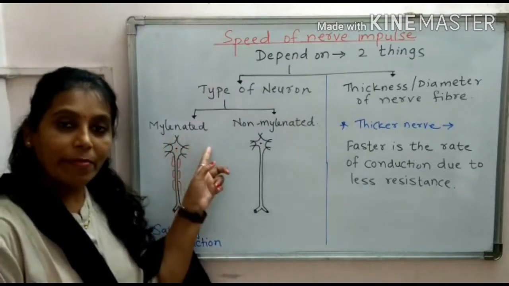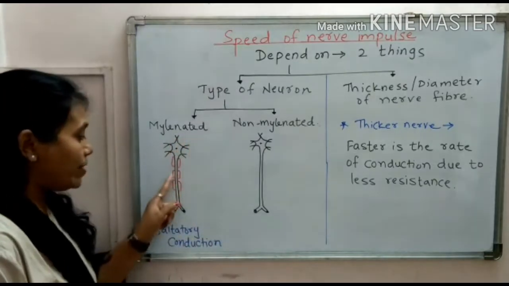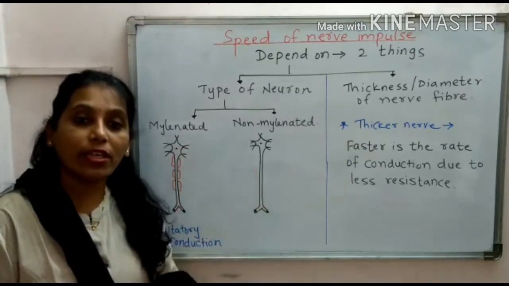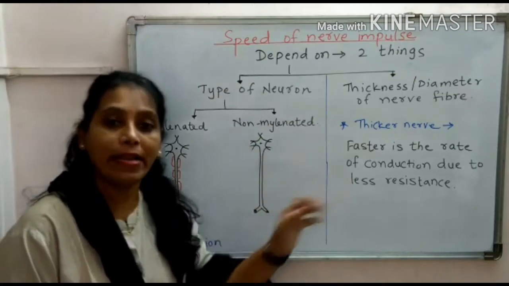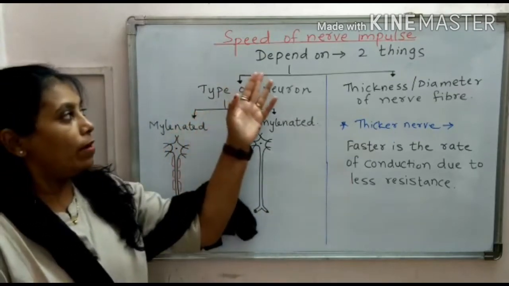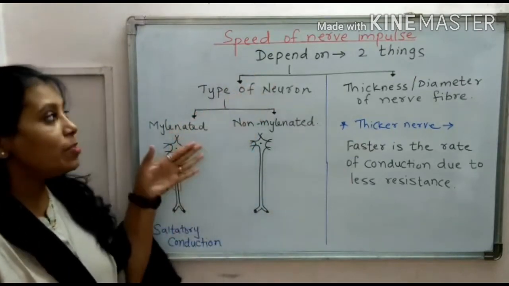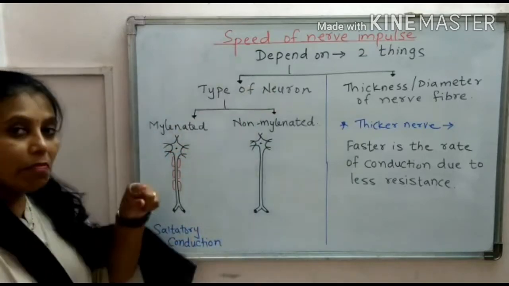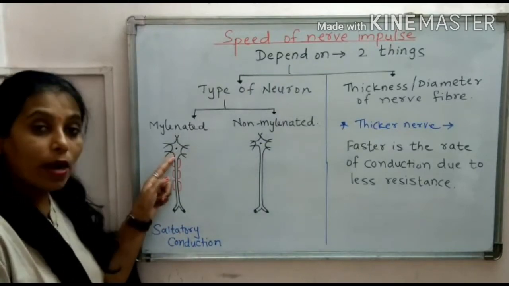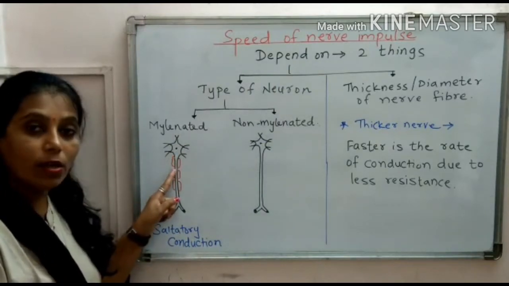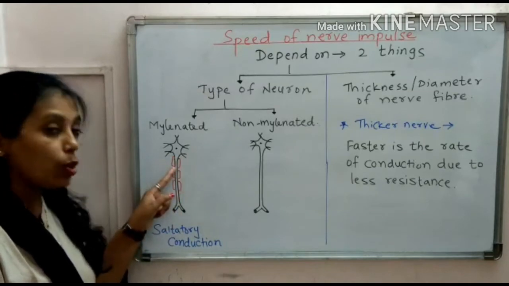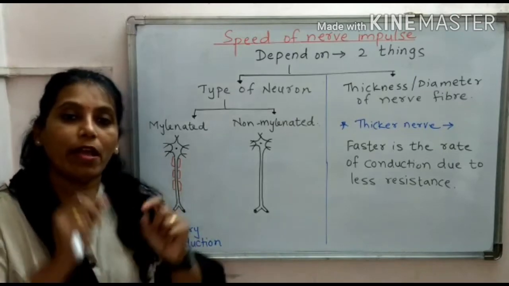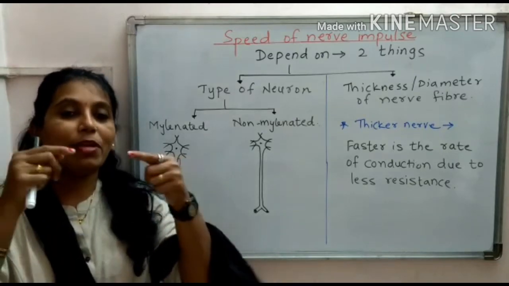Myelinated means myelin sheath is present around the axon, and here there is no myelin sheath. That's why it is called non-myelinated. In case of myelinated neuron, the speed of the nerve impulse is very fast because the impulse travels from one node of Ranvier to another node of Ranvier, again from this node of Ranvier to the third node of Ranvier. Now what is node of Ranvier? The gaps which are present in between the sheath.